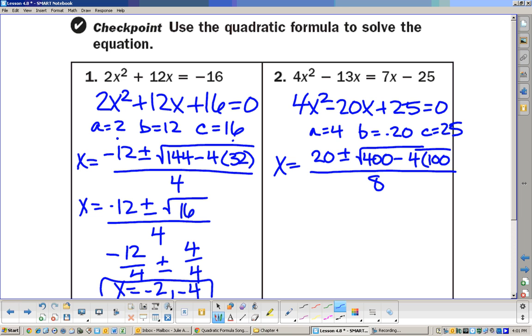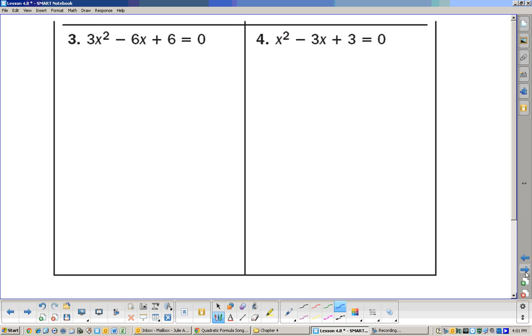So notice what we have under the root. We have 400 minus 400, so we have a 0. So I know right away I'm only going to get one answer. That one answer is 20 over 8. If I reduce that down, 4 goes into 20 5 times, 4 goes into 8 2 times, and there is my only solution. Okay, work on the next 2. Pause me while you do. Both of these will have i's in their solution.